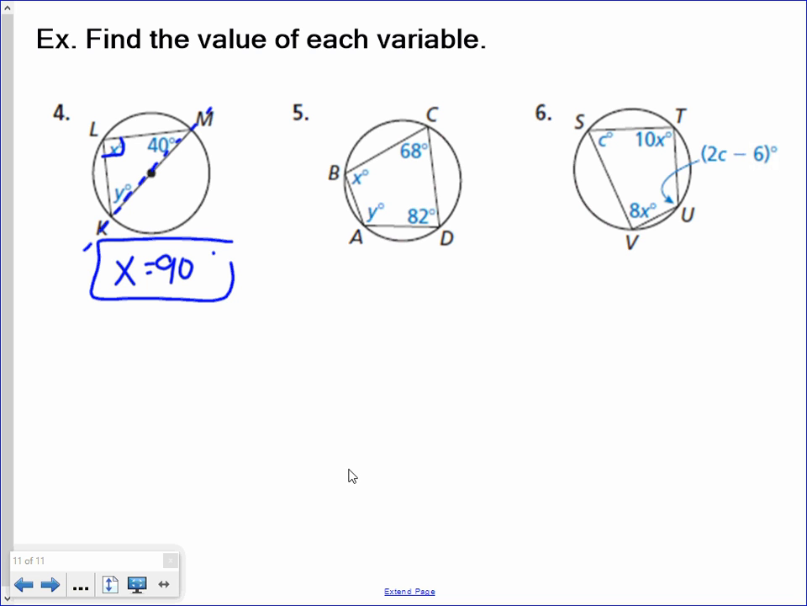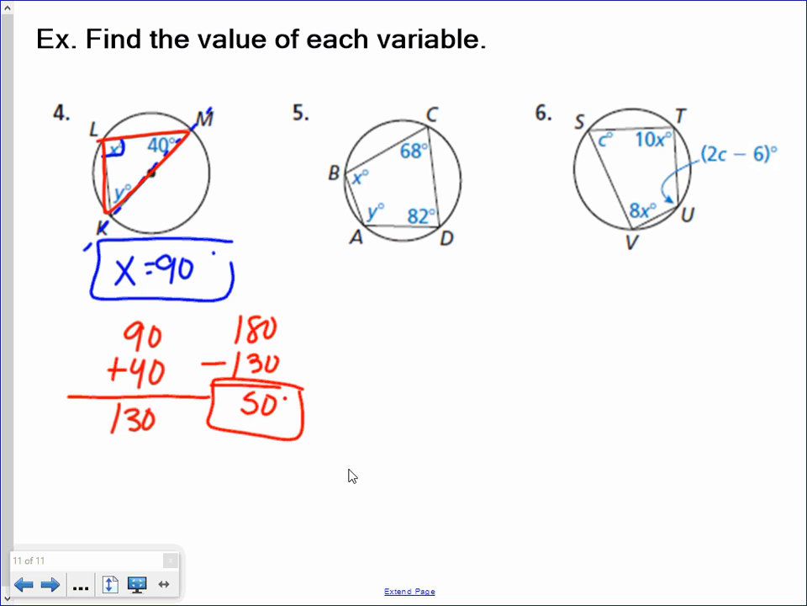And then how could I find Y? Who would like to walk me through finding Y? Jake? Add the 90 and 40 and subtract from 180. Why would we do that? Very good, because this is a triangle, and triangles always add up to 180. Very nice. So we get 50. Okay, those last two opposite angles are supplementary.